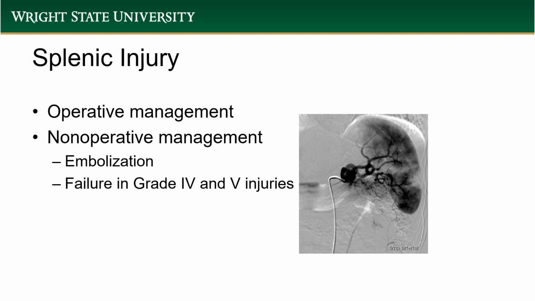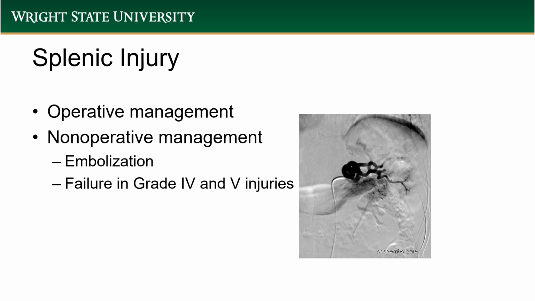Just keep in mind that patients with a grade 4 splenic injury have a failure of non-operative management of up to 33%, and patients with a grade 5 injury have a 75% risk for failure. So these, I would argue, should be managed operatively.